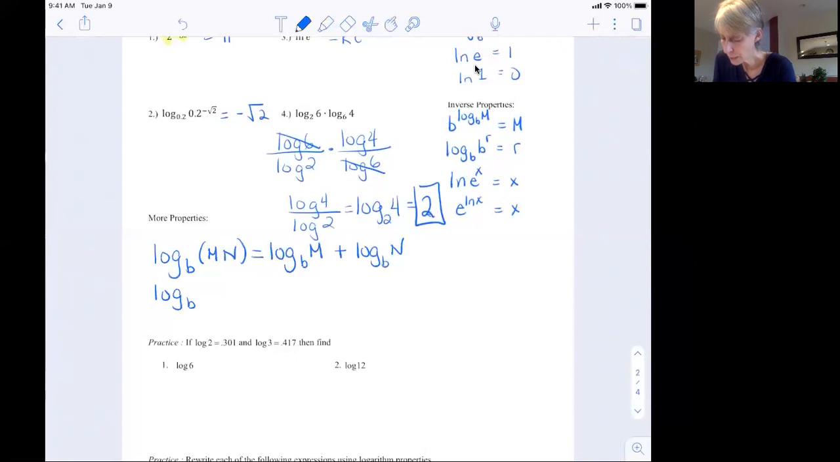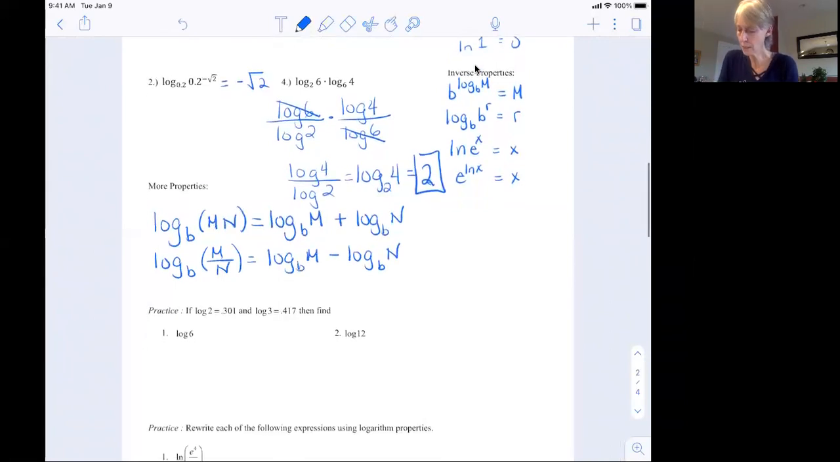Log base b of m divided by n. When we divide like bases, we subtract the powers. And lastly, we have log base b of m raised to the r power. So if I have something as a power, we can bring the power down in front.